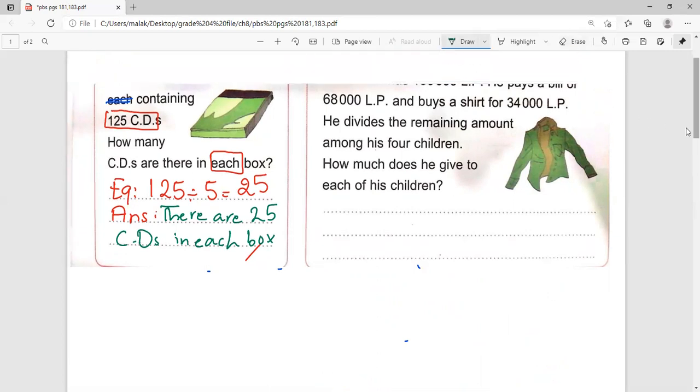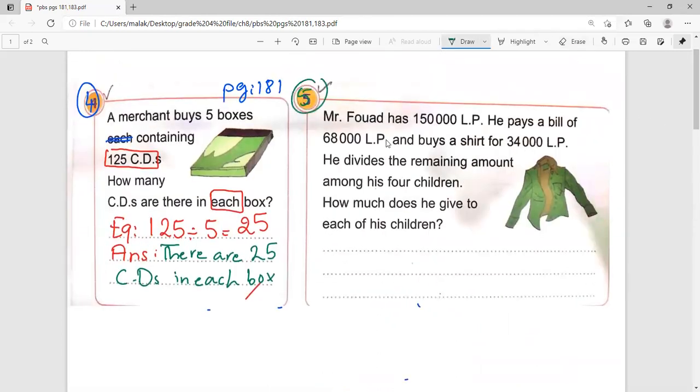Problem 5. Mr. Fuad has 150,000 Lebanese pounds. So we know how much money he has? 150,000. He pays a bill of, bill means fatura. He pays what? 68,000 and a t-shirt for 34,000. So he pays what? 68 and 34. Then he still has money and he pays a t-shirt and he pays a bill also. With the remaining money, he will divide it among his 4 children. Okay? How much does he give to each one of his children? And a lot of equations here.